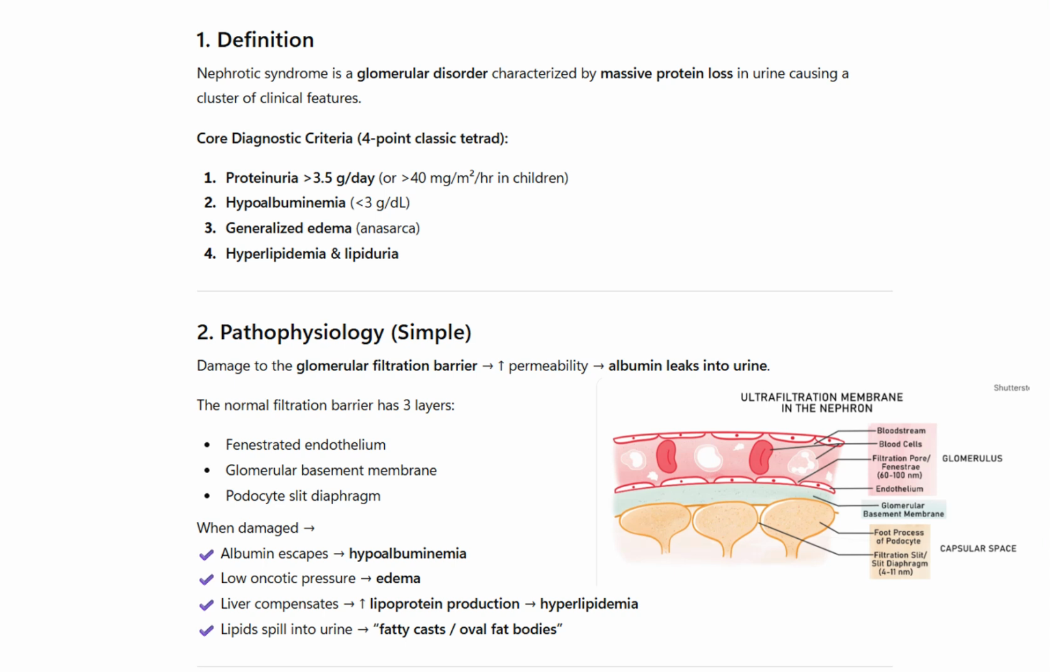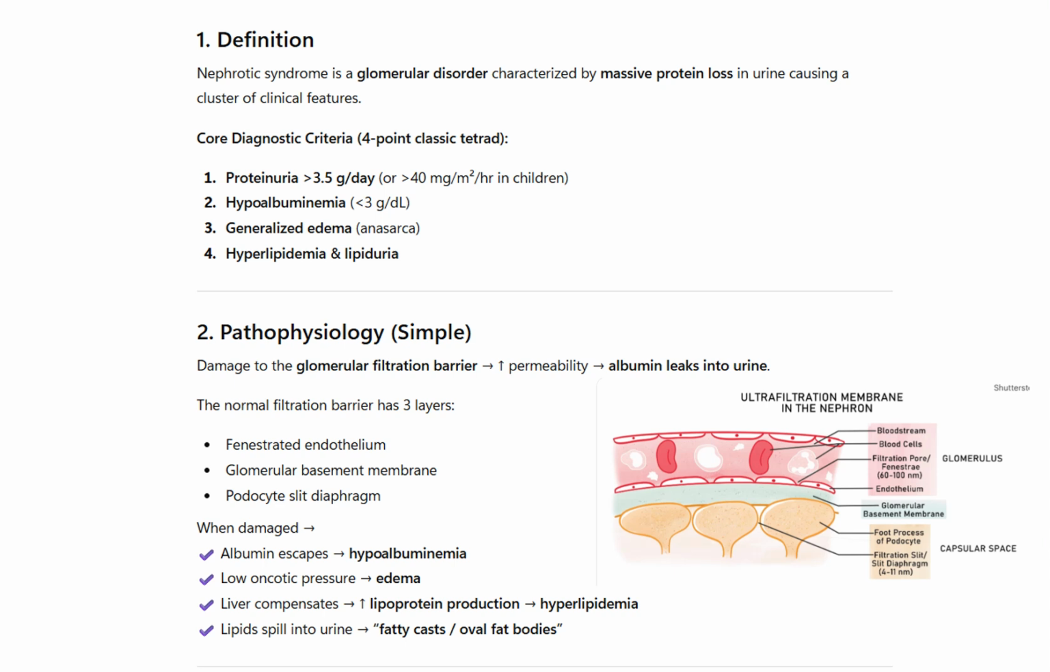These include massive proteinuria, greater than 3.5 grams per day, hypoalbuminemia, generalized edema, and hyperlipidemia with lipiduria. It results from increased permeability of the glomerular filtration barrier, leading to abnormal loss of plasma proteins into the urine.